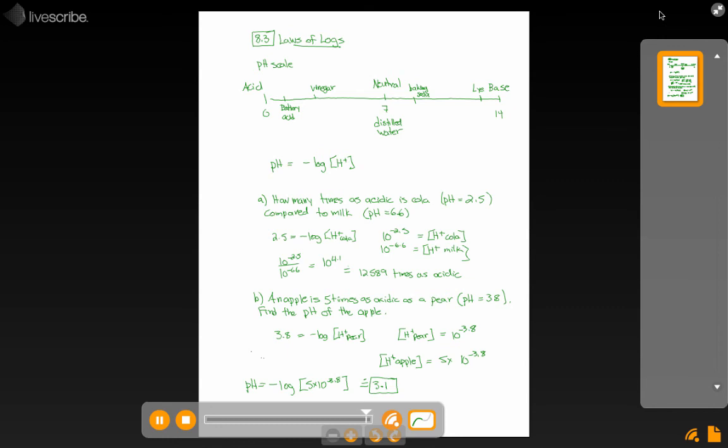So pH scale, decibel scale, Richter scale, all different examples of logarithmic applications that you could run into at any time.